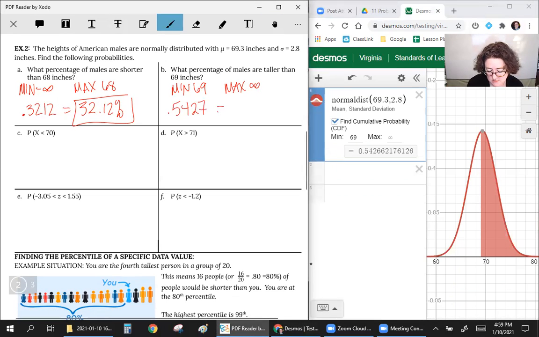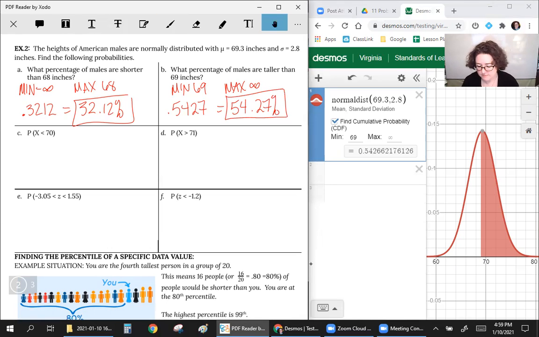So 0.5427. Again, why do I keep rounding the decimal to 4 places if I'm rounding my final answer to 2? Because I'm taking into account that I'm going to have to move my decimal place over 2 places to get my percentage.